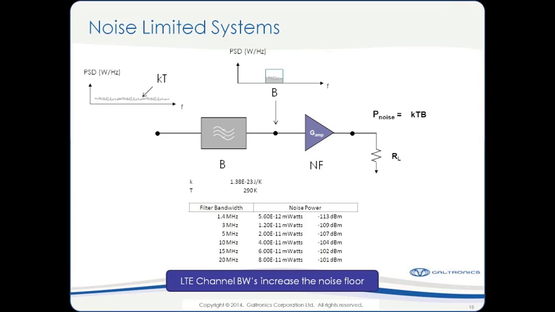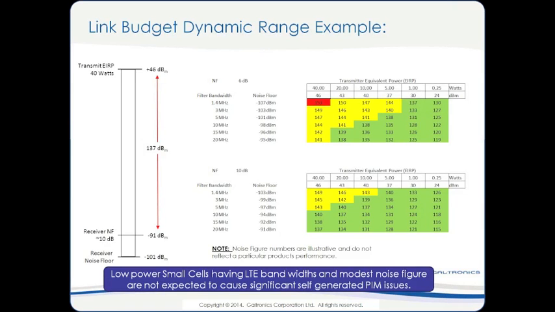This is something different if you're used to working in 3G systems. The 3G channel bandwidths are significantly narrower, and because they're narrower, you end up with much lower noise floors. So LTE channel bandwidths definitely increase the noise floor, and we need to keep that in mind.